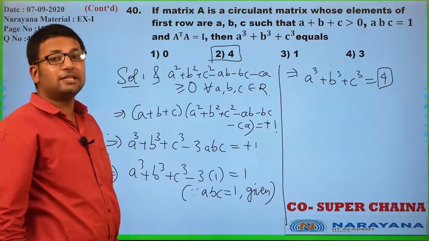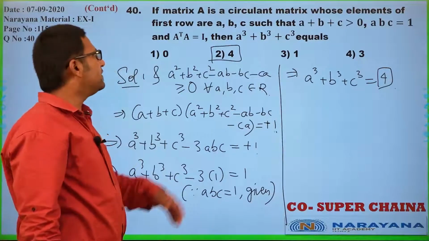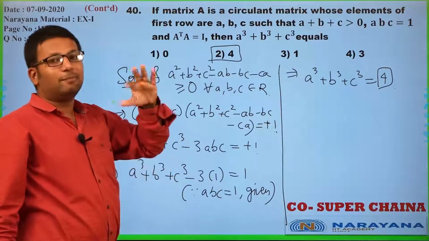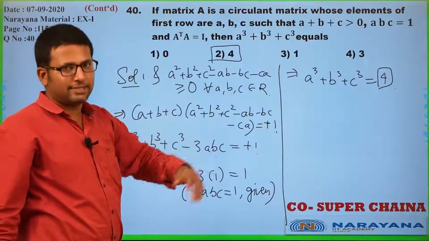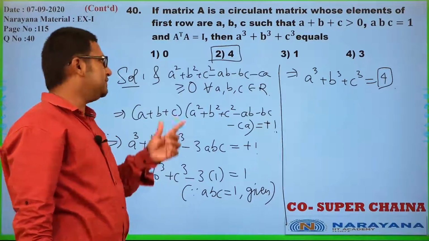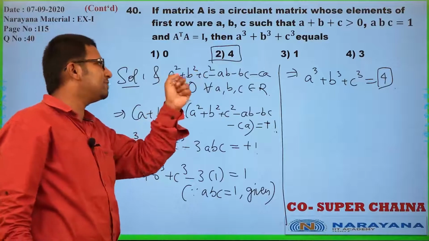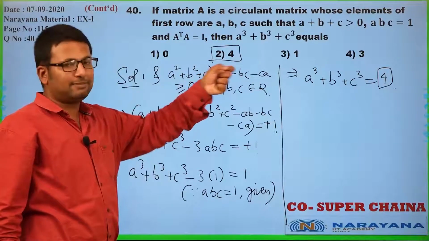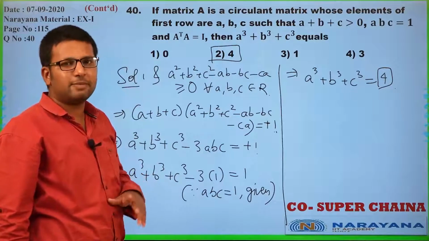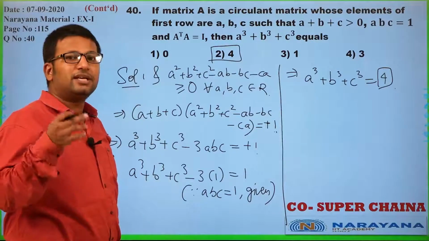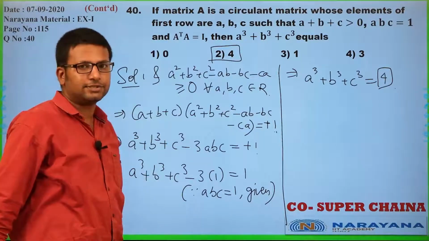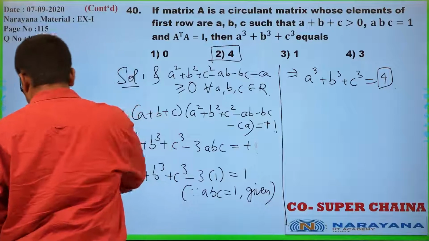So the critical thing in such questions is to first of all know that for a circulant matrix, the determinant is always minus of a cube plus b cube plus c cube minus 3abc, and then you should also know its factorization. Along with the factorization, you should know that the expression a square plus b square plus c square minus ab minus bc minus ca is always non-negative whenever a, b, c are real. Those are the critical takeaways from this question. The rest of it is just calculation. Alright, let us proceed then.